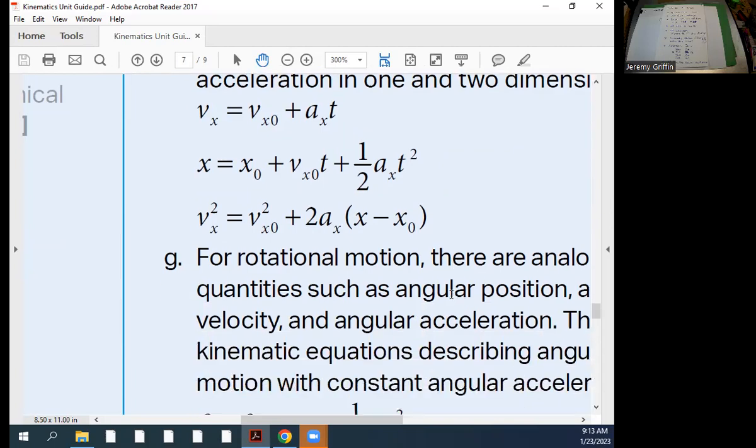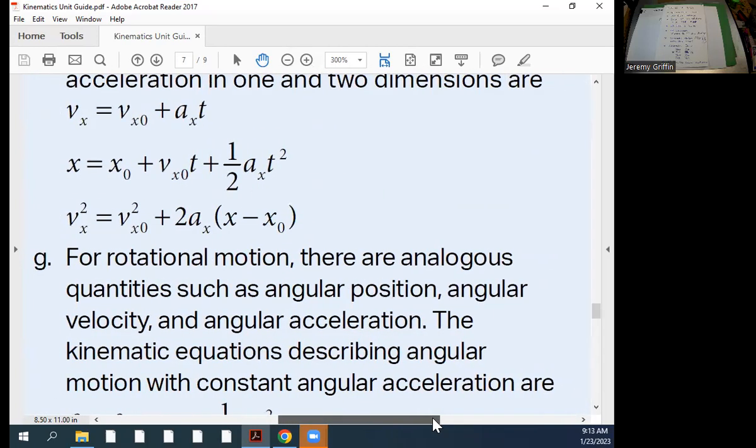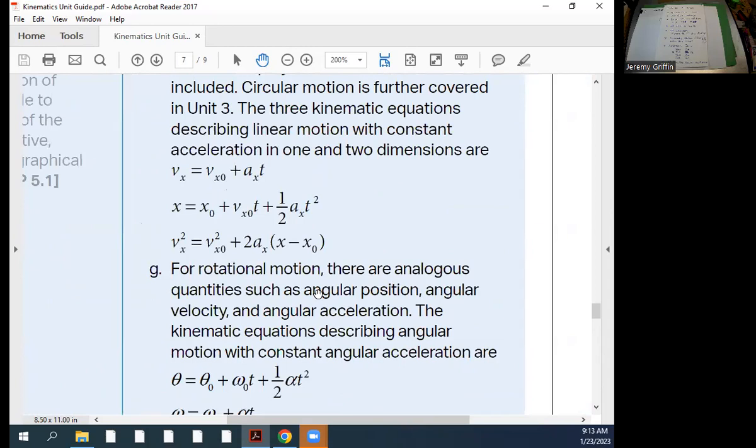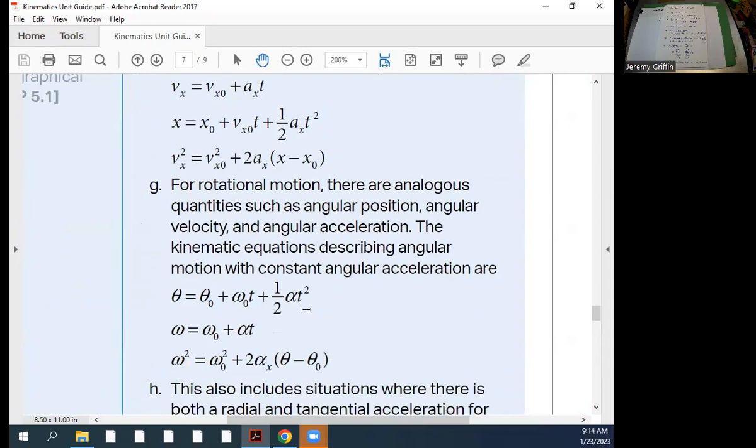For rotational motion, there are analogous quantities: angular position, angular velocity, angular acceleration. They reverse the top 2, so swap the top 2, and that's more how I tend to write this. Theta could represent angular displacement. You can measure in degrees, but radians is better, if you're using these equations.